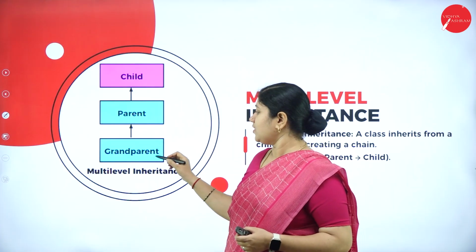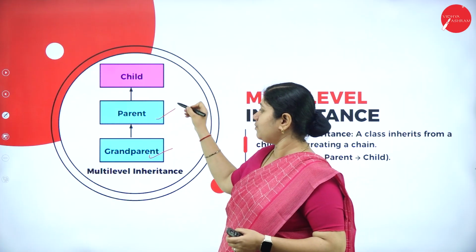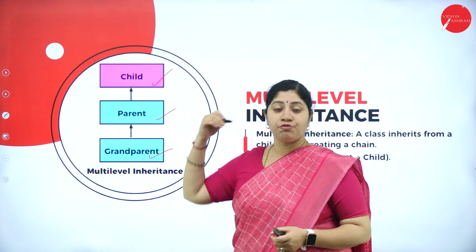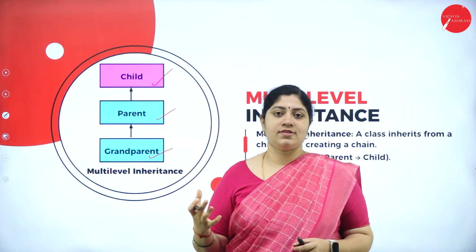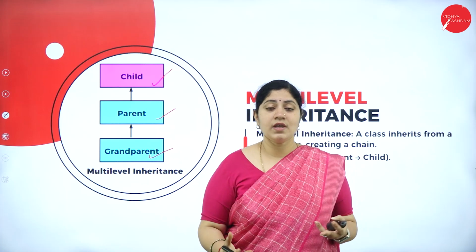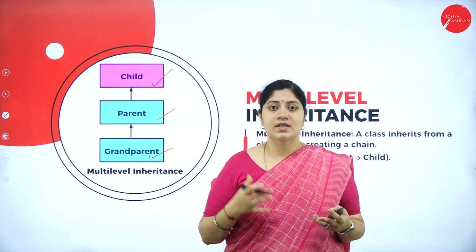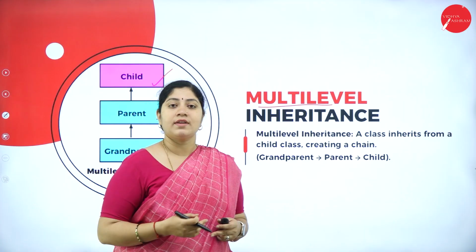So for example, we can see here multi-level. The first level will be a grandparent, the next level will be a parent, and the newly formed class that can be considered is a child class. So this is a chain-like structure that can be formed by this kind of inheritance. This is none other than multi-level inheritance.